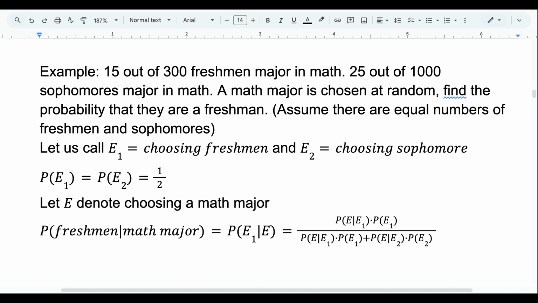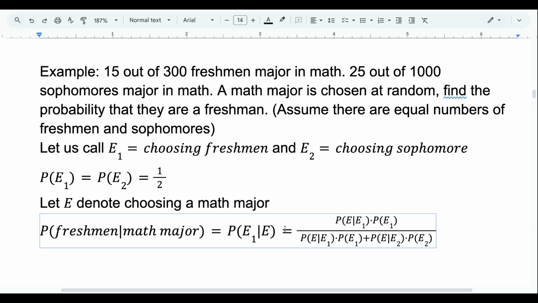We're saying that 15 out of every 300 freshmen major in math, 25 out of 1,000 sophomores. So those are just rates there. They're not giving us the full totals necessarily. So we're assuming that there are equal numbers of freshmen and sophomores. So the probability of choosing a freshman is the same as the probability of choosing a sophomore, 1/2. Let E denote choosing a math major. So the question is, find the probability of a freshman given a math major is chosen. So that's the probability of E1 given E.